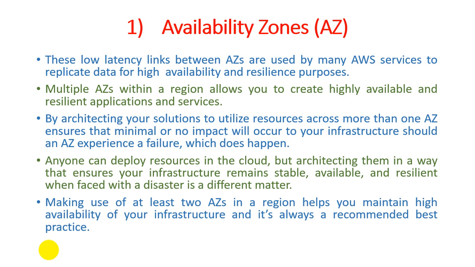Making use of at least two AZs in a region helps you maintain high availability of your infrastructure, and it's always a recommended best practice, because whenever more traffic or more clients generate requests on a single service, at that time traffic and network issues will be solved with the help of two AZs. So at least two AZs in a region help you maintain high availability.